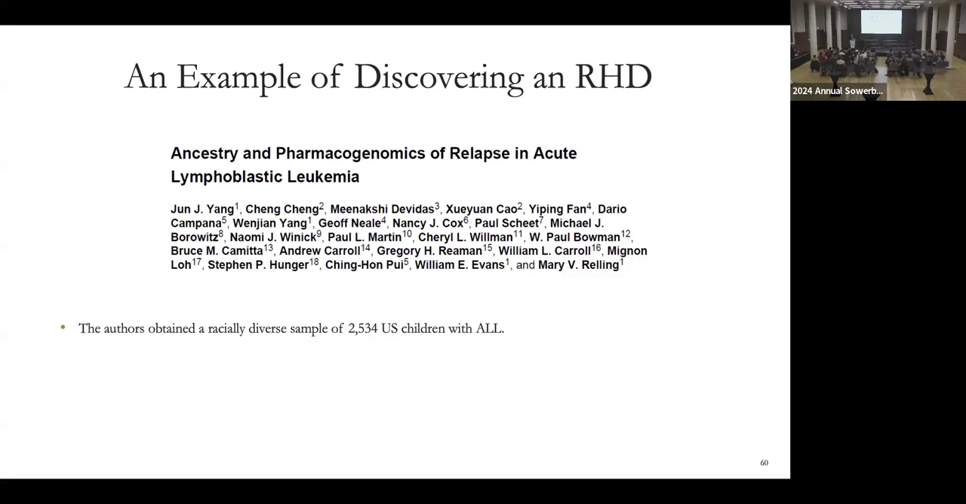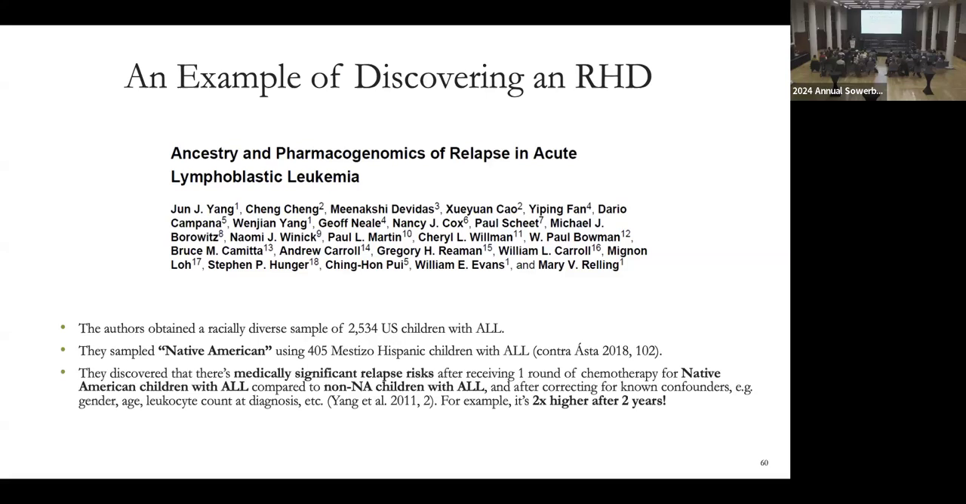What was interesting about the study is how they sampled Native Americans, and they called them Native Americans. They didn't sample people with tribal affiliation, per se. That wasn't one of the conditions of being part of the sample. They sampled mestizo Hispanic children. They actually tried to test whether they had any sort of Native American ancestry using the structure algorithm.